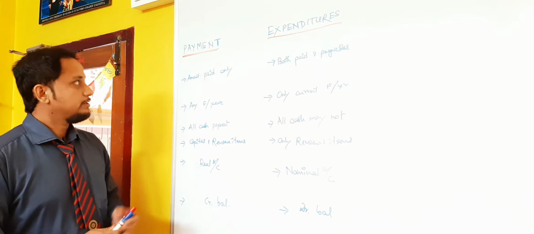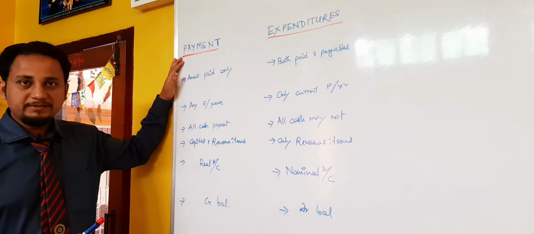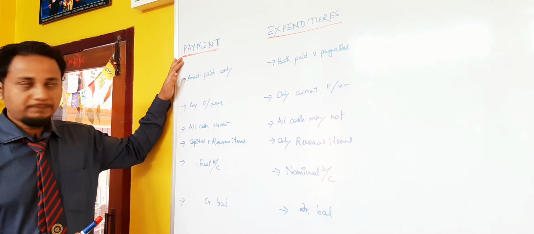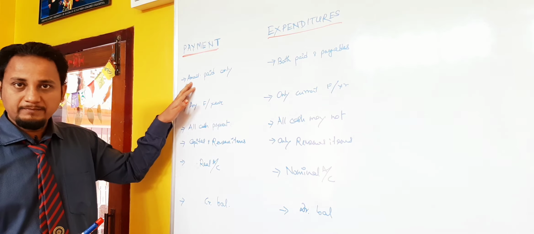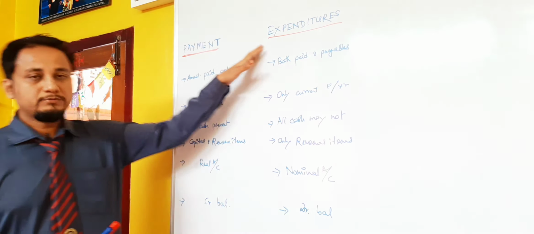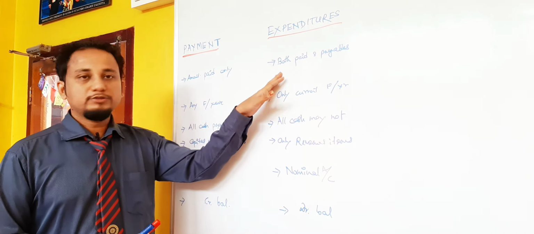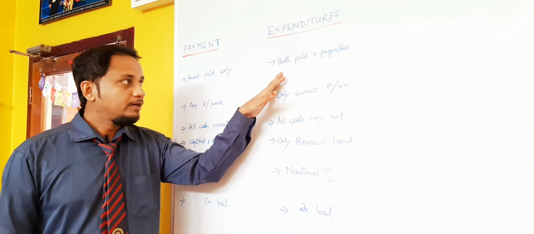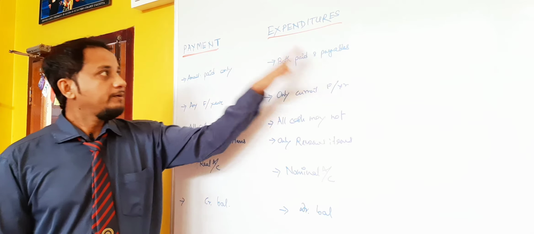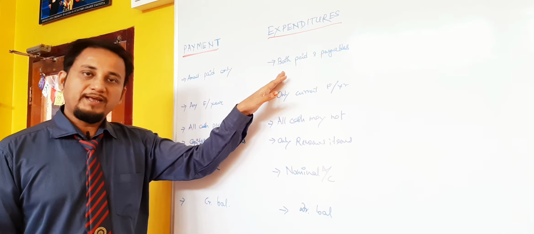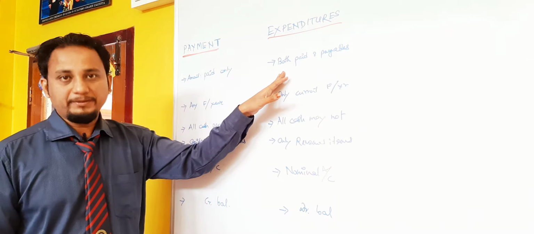differences between the two. When we talk about the payment, it represents the payment of money. That means the money which has already been paid. But when you talk about expenditures, it includes both, whether it is paid or yet to be paid. So expenditures include the expenditure paid as well as payables.